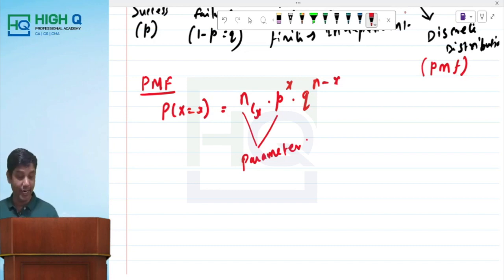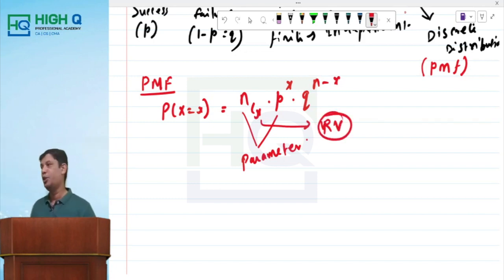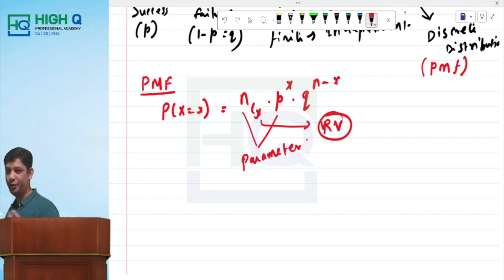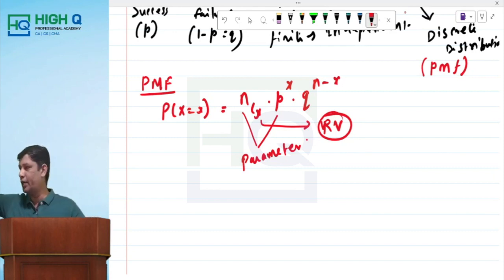So here N and P are what? Parameter. And what is X? Variable. Random variable. Sir, then you are ignoring Q, sir. Am I ignoring Q? No. Actually, there is no Q only. What is there actually? 1 minus P only we have. So here we only talk about N and P. We cannot talk about Q. Why? Q is actually in terms of P only.